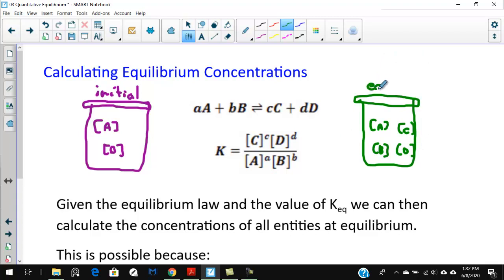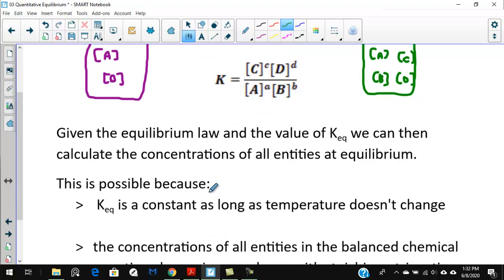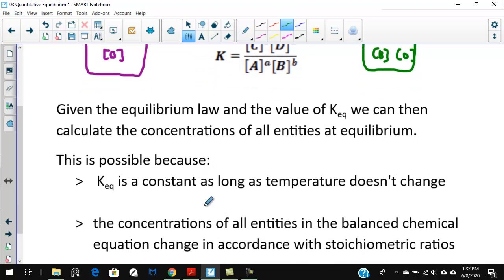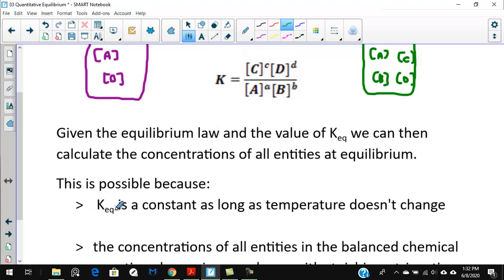At equilibrium, the trick is how do we know how much A and B were used up and how much C and D were produced? That's the question we want to answer to get from these initial concentrations to these equilibrium concentrations. So there's two things you need if you're going to be able to do this. The first one is, of course, the KEQ. These are questions where you're going to be given or have some way of getting the KEQ.